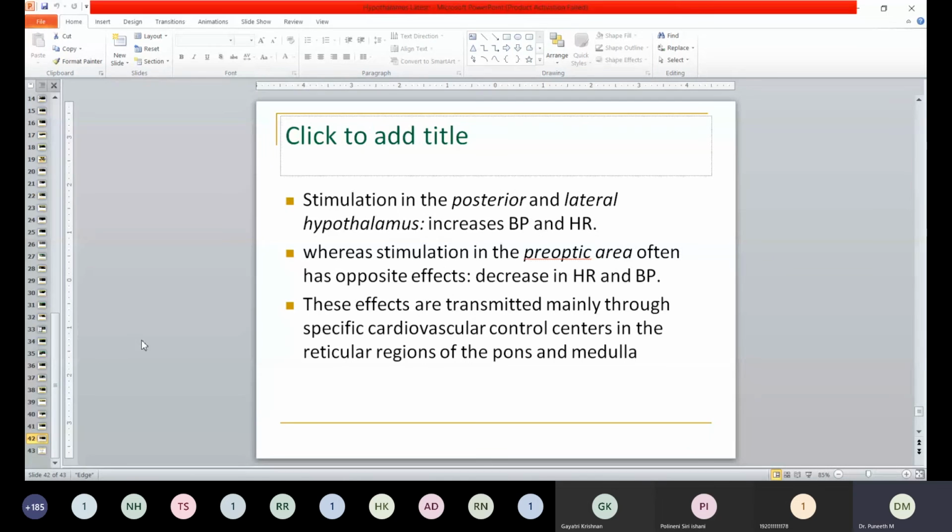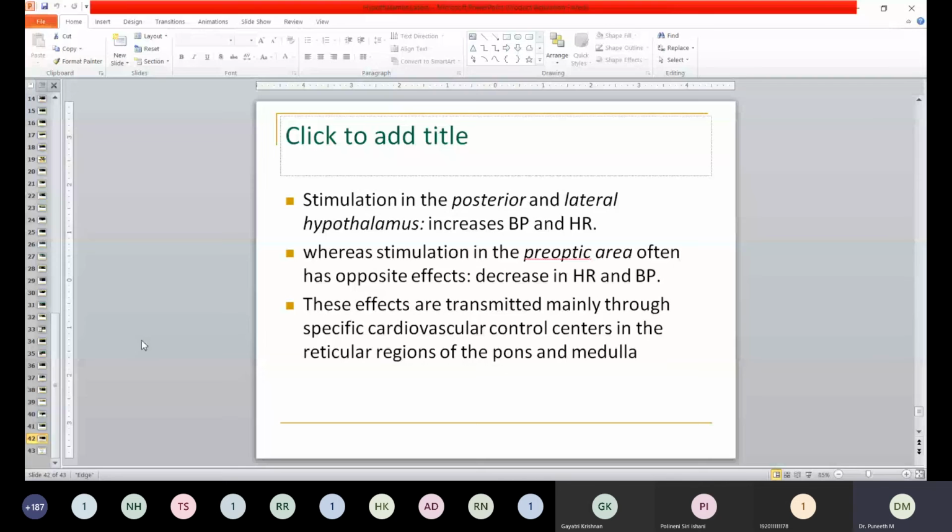So which are the areas concerned with cardiovascular system regulation? Stimulation of the lateral and posterior hypothalamus increases the heart rate and blood pressure, so that acts like a sympathetic center. On the other hand, if you stimulate the preoptic area, it acts like a parasympathetic area. So it has opposite functions, that is, decreasing the heart rate and decreasing the blood pressure.